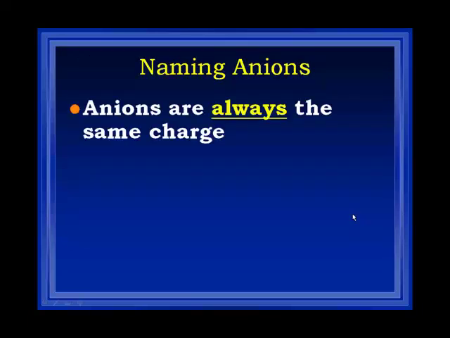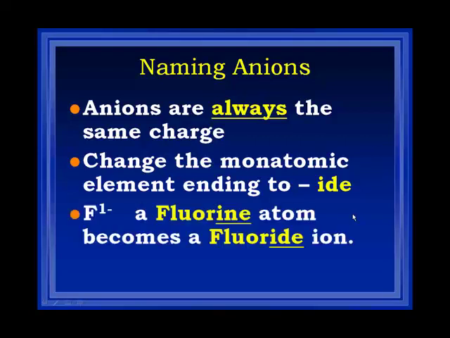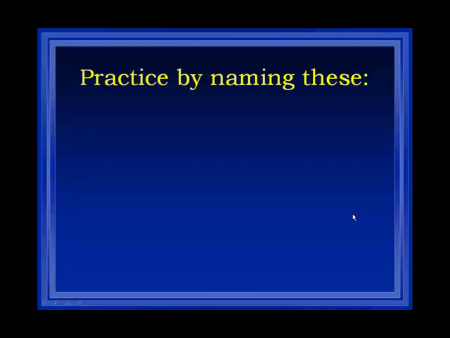Okay, anions always have the same charge. They're not going to change around like some cations do. When you have an anion, you change the element ending to "ide." You usually take off the last syllable and change the ending to "ide." So fluorine becomes fluoride. So you take off the INE. Okay, so Cl1-, chlorine, its name is chloride.